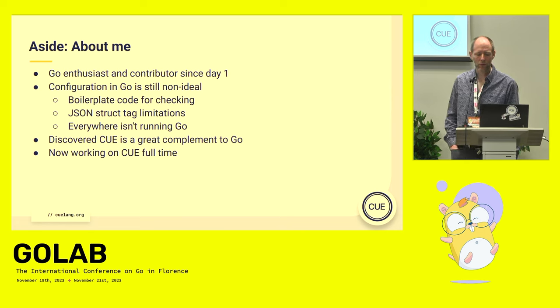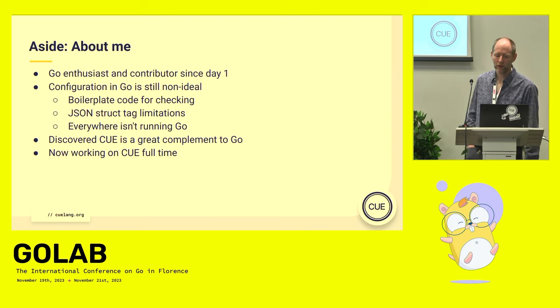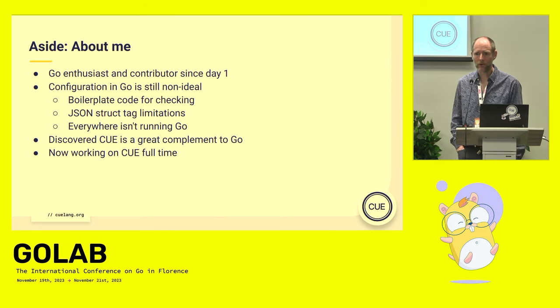Although we can write nice Go struct type definitions that represent our configuration, I often find myself writing more code than I'd like to wrangle it, to check invariants that aren't expressible with struct tags. When I encountered the Q language a few years ago, I realized this could be a perfect complement to Go.